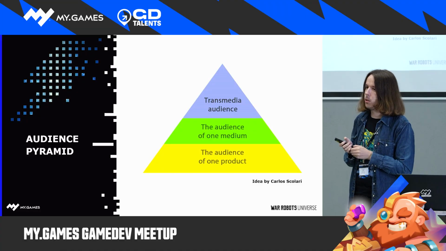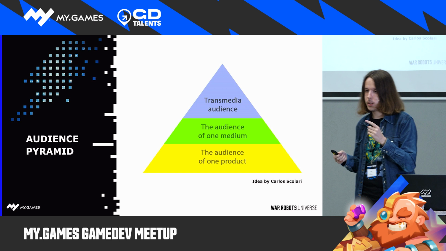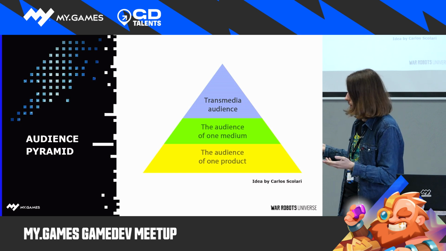For better understanding, you need to know this concept of audience pyramid, where on the lower level there is the audience of one product. These are the people who just watched something, for example, one video, they played one game, they read one book. They are not yet involved in your storytelling or your world, so they go out after it. On the medium level, there is an audience of one medium.